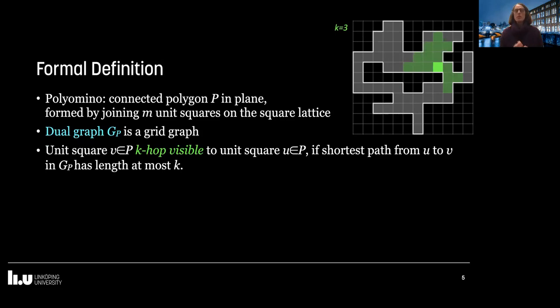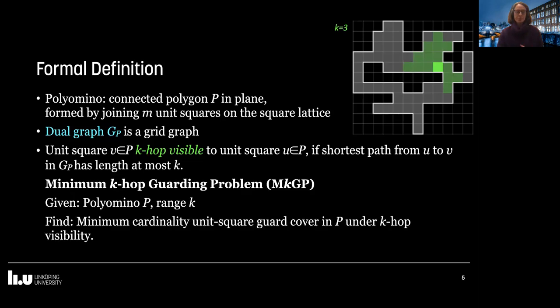Here we have an example of a visibility region of a unit square. The green one is the one where we place a guard, and the light green is the visibility region of that unit square. Then we can formulate our problem, which is the minimum K-hop guarding problem, or the MKGP. We're given a polyomino and a range K, and we want to find the minimum cardinality unit square guard cover in P under K-hop visibility.